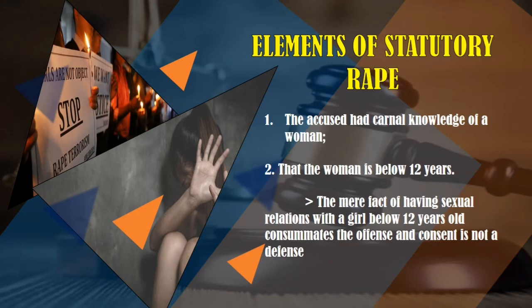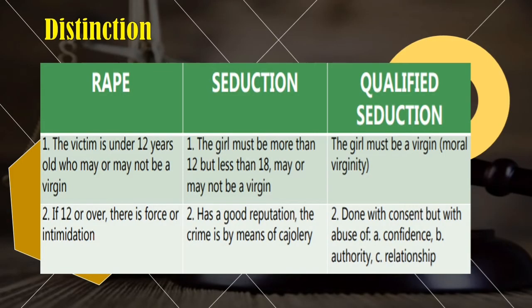Now let's distinguish rape from seduction or qualified seduction. Under rape, the victim is under 12 years old, who may or may not be a virgin. But with seduction, the girl must be more than 12 but less than 18, and may or may not be a virgin. But for qualified seduction, the girl must be a virgin. We call that moral virginity.